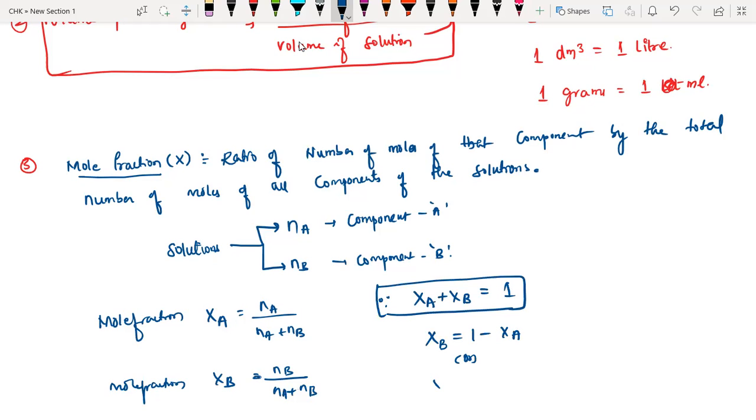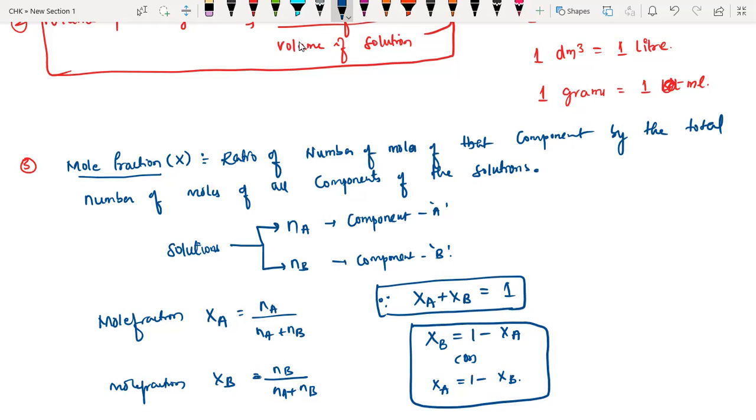Or if you have the mole fraction of the B component and want the A component, subtract it from 1. These are the two formulas. So this is the complete mole fraction. Whenever problems come on the mole fraction, you have to do two things: one, find the number of moles of the A component, and two, find the number of moles of the B component.